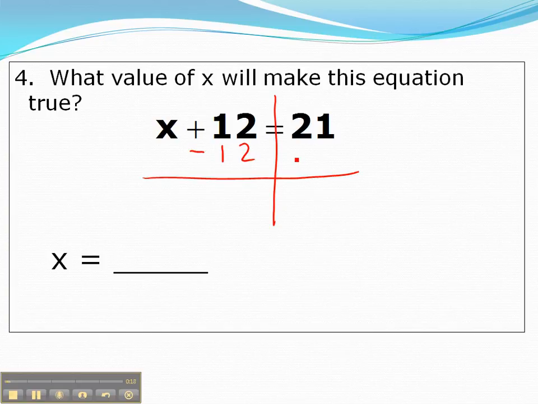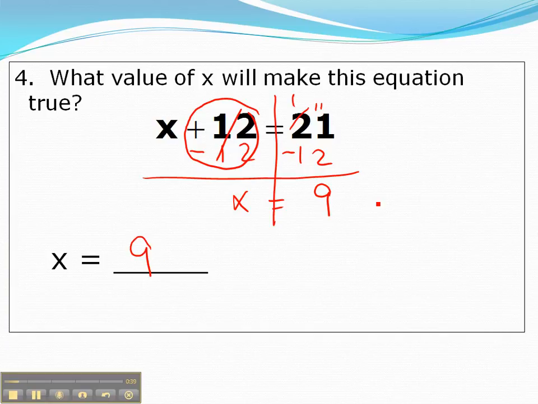Subtract 12. If I subtract 12 from the left side of the equation, I have to subtract 12 from the right side of the equation. I can't subtract 2 from 1, so I need to borrow here, making this 11. 11 minus 2 is 9. And this positive 12 minus 12 equals 0, and that's why we did it in the first place, because we just want x on the left side of the equation.